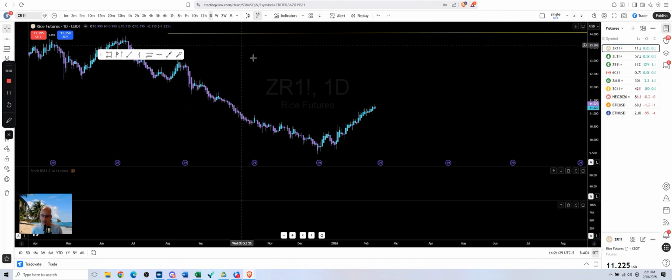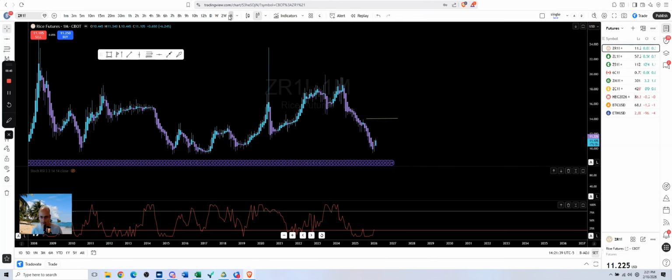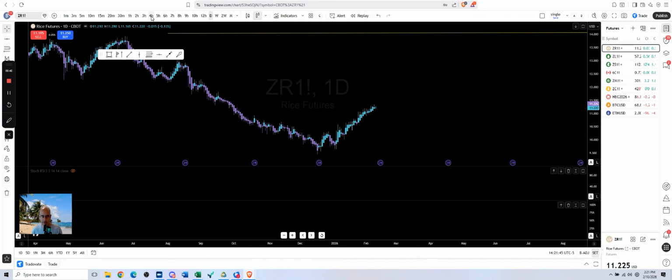So we'll start in futures here, looking at rice. Again, we continue the uptrend on rice. I'm just looking for an entry. You can see we continue to be pretty bullish here on the longer time frames due to this monthly bounce down here and our commitment to traders data. So overall, looking for longs.